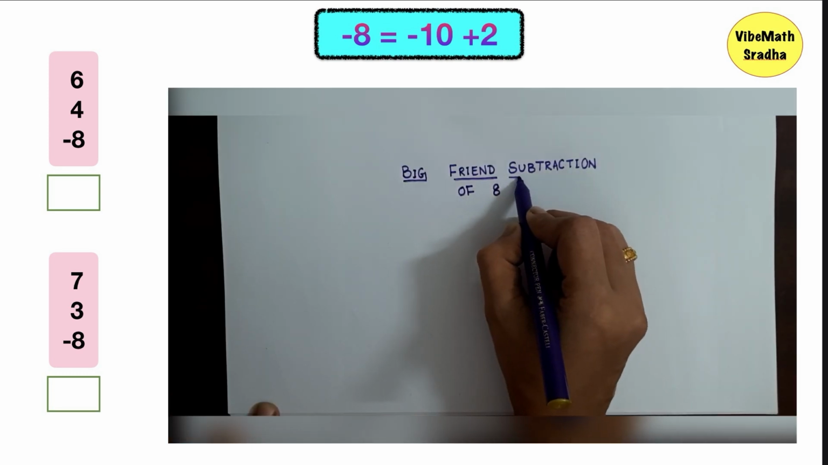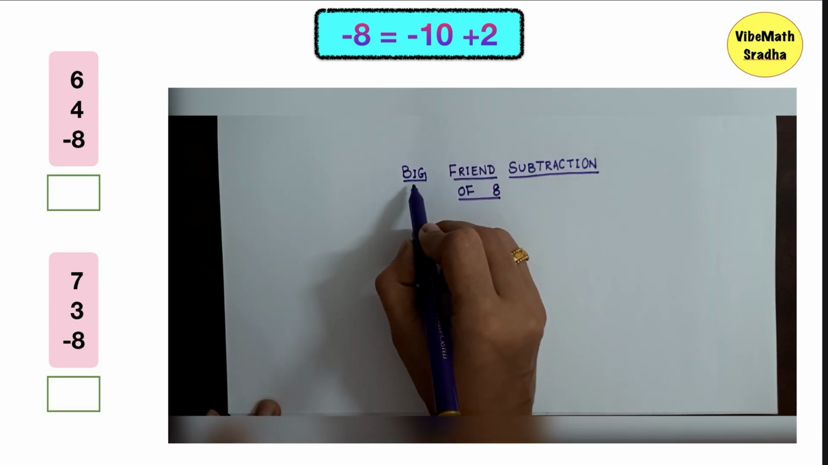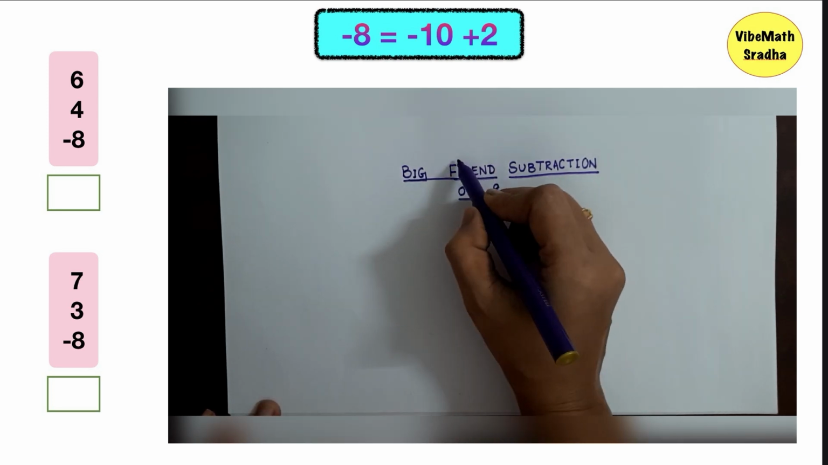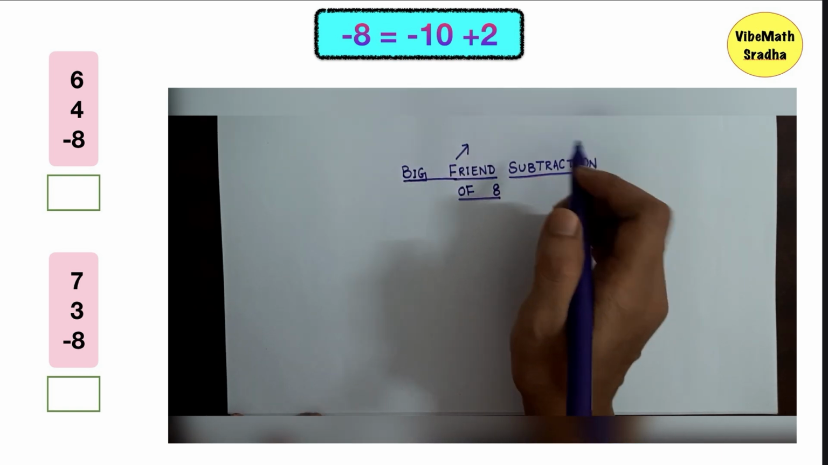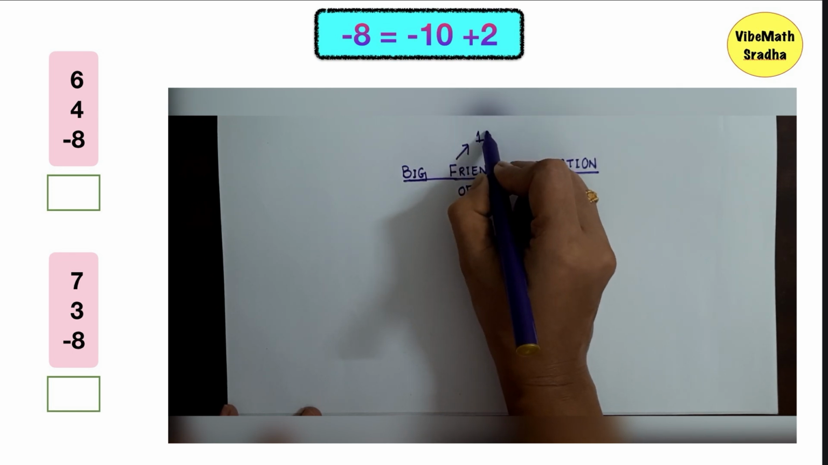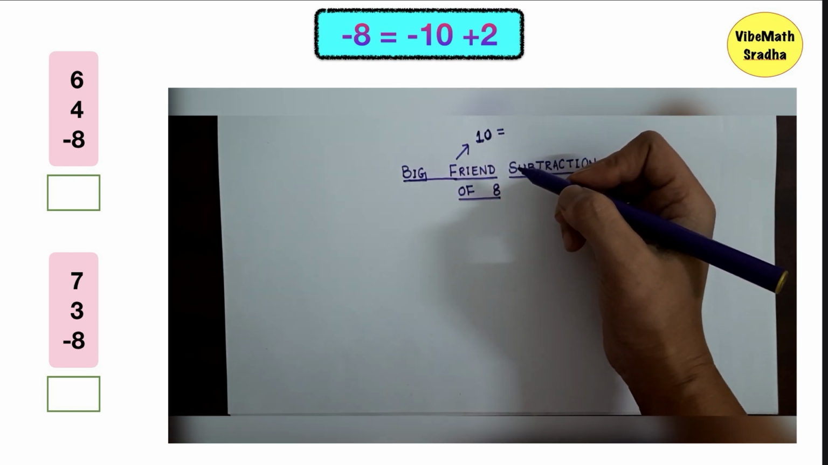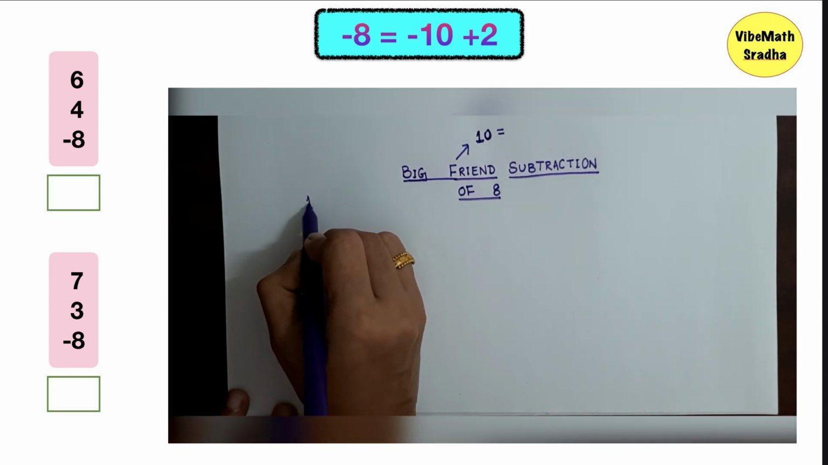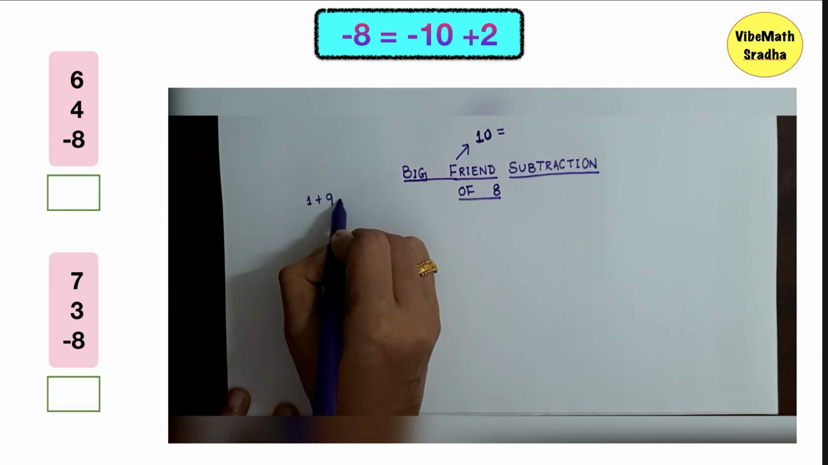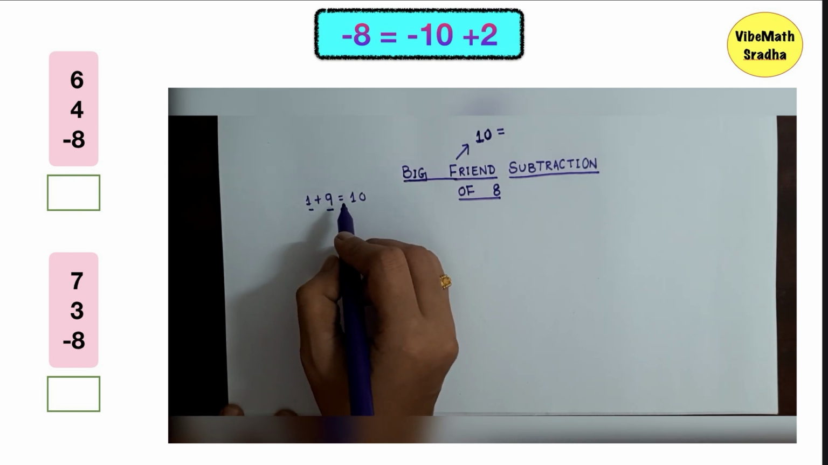Now, I am going to write the formula for big friend subtraction of 8. First, let me tell you what is big friend. Big friends are the numbers which add up to a total of 10. Which two numbers, if we add them together, give us 10? Those two numbers are called big friends to each other. Suppose we add 1 and 9, we will get 10, right? So, 1 and 9 are big friends to each other, right?